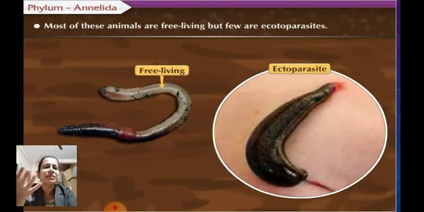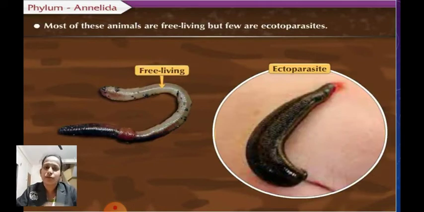Most of these animals are free living, but few are ectoparasites. Now what is meant by free living? Like the earthworm lives on its own, so it is called free living, whereas ectoparasite means what? Endoparasite you have learnt in the case of Platyhelminthes and Aschelminthes. They live inside the body of the organism. Whereas ectoparasites, where do they live? They suck the blood of human beings from outside. Ecto means from outside. So they are parasites from outside the body of the organism.